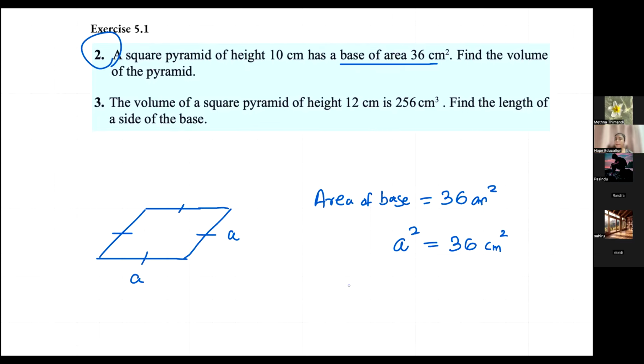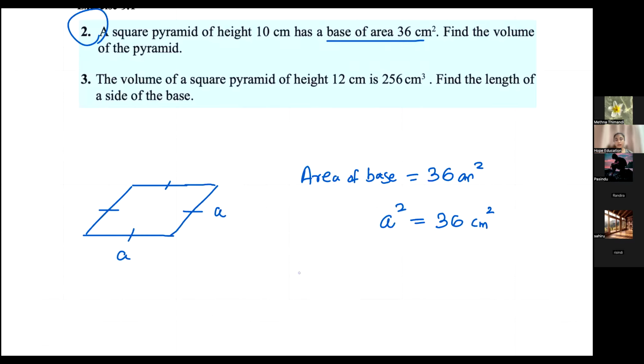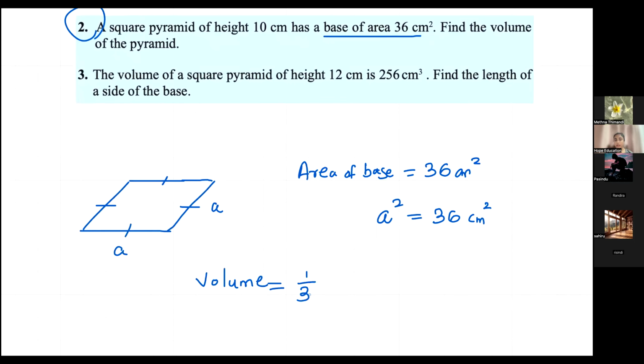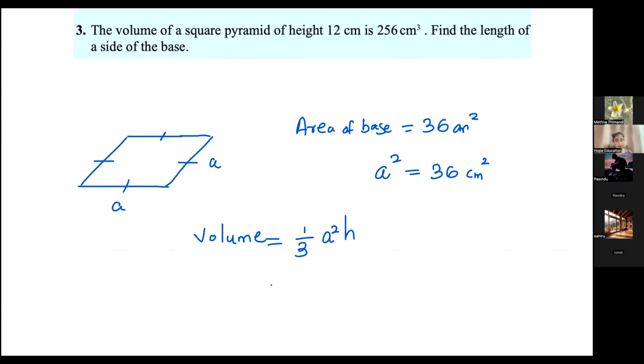Otherwise, if you look at the expression for volume, that is 1 over 3 a squared h, we can directly put in a squared. So without simplifying to find a, we can directly substitute a squared here. If you want to, you can find a, because if a squared is 36, a is 6, right? But that's not needed, because here too what we need is a squared. Don't get me wrong, it's fine to find it, but this is shorter. 1 over 3.